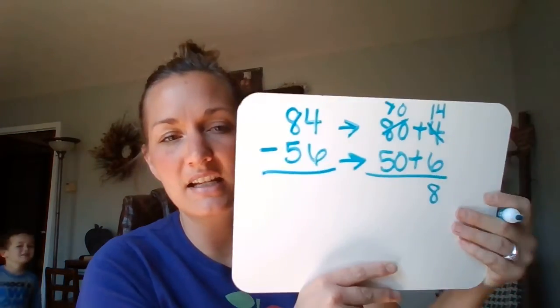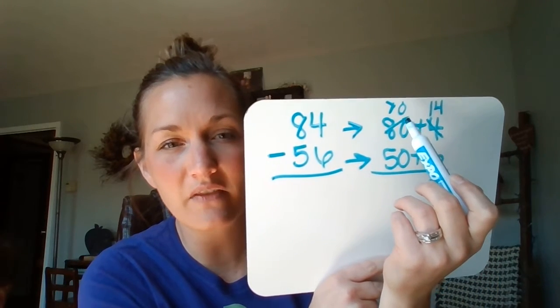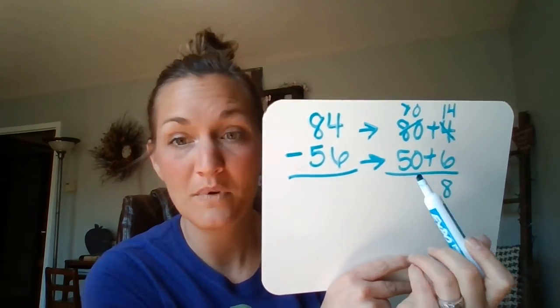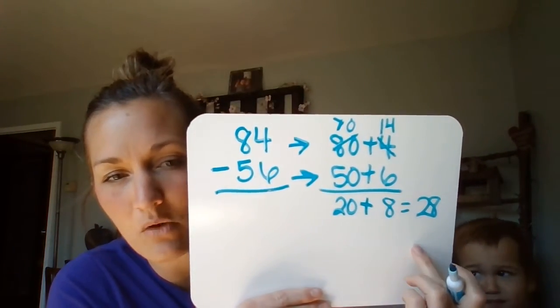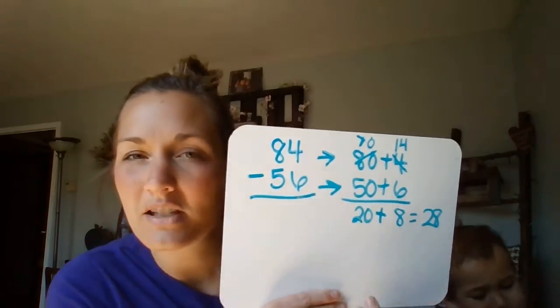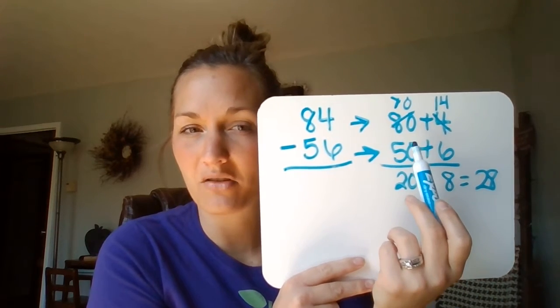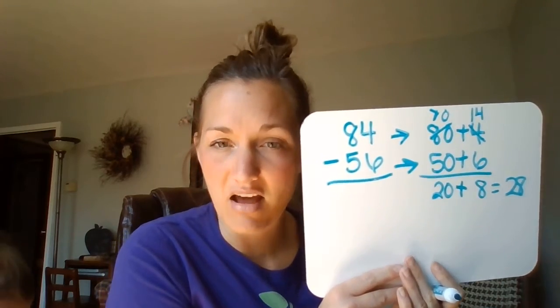Okay, and then I look, is my top number still larger than this number? Yes, it is. Okay, so I can do 70 minus 50, and that would be 20. Okay, so now I add those two together. 20 plus 8 equals 28. Okay, so this one was where we only had to borrow from or trade from our tens spot to make our ones larger. Now we're going to practice one in the hundreds spot.